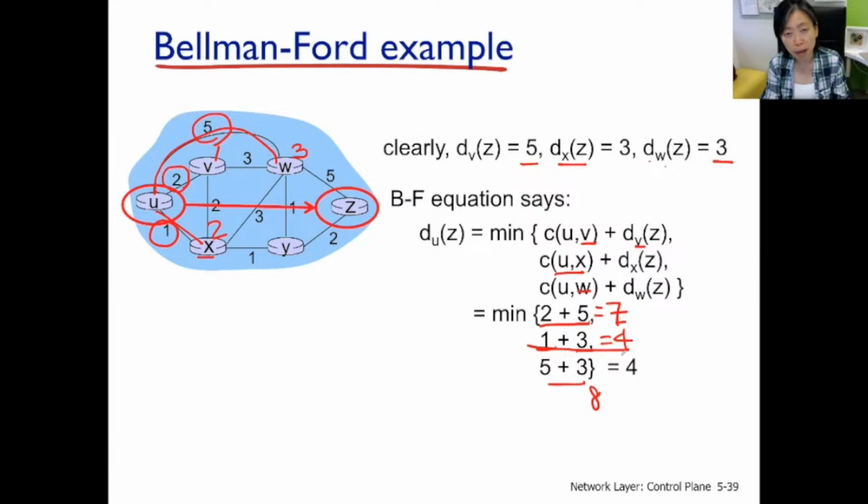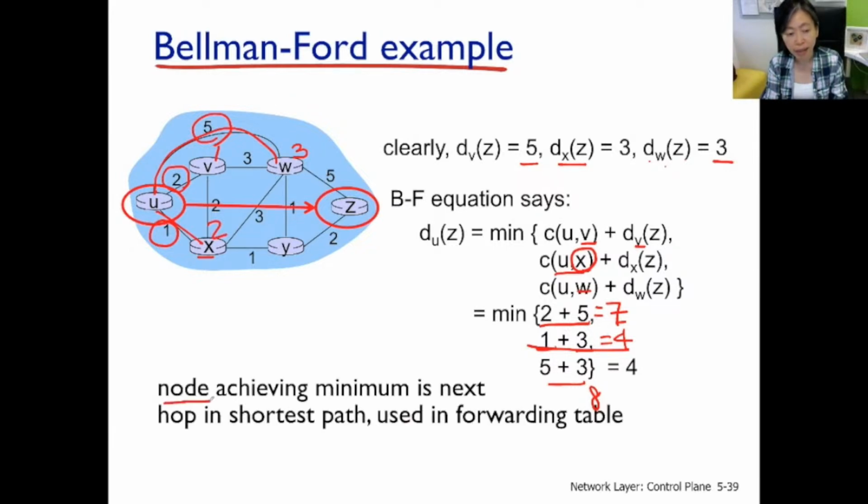This is the minimum cost from U to Z. And you know what? X is the neighbor that gives you the minimum cost. Therefore, X is the next hop leading to the shortest path. So here, X, achieving the minimum, is the next hop in the shortest path. And that is also the link pointing to X, the link interface to insert in the forwarding table for destination Z.